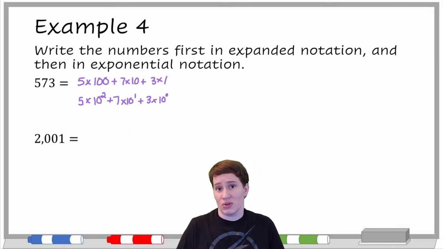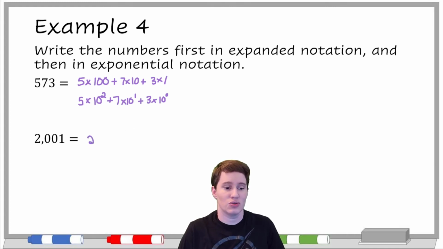So let's do 2001. In regular expanded notation, we would say, well, we have 2 1000s, so 2 times 1000. And then we can skip over the hundreds and the tens because both of those are zeros.